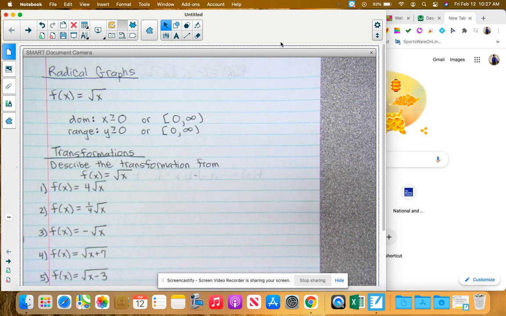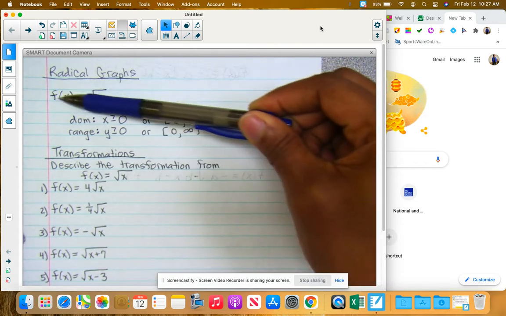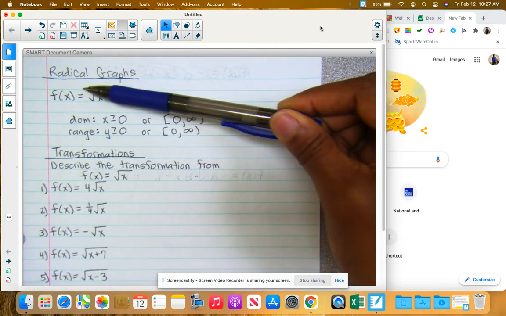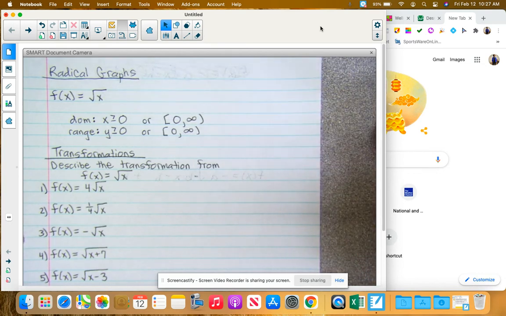Hey everybody. Today we're going to be taking a look at a new type of function. It's called a radical function, and we're going to take a look at the graph. This is my parent function for a radical function. So f of x equals the square root of x. You're probably more familiar calling this a square root, but it's called a radical.